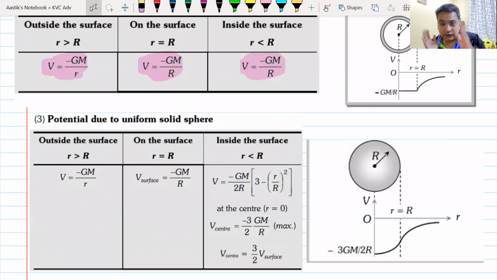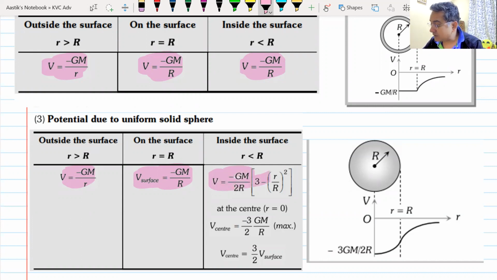Then comes the case of a sphere, Earth, any solid sphere. At any point outside, the gravitational potential is the same as that of a point mass. On the surface, the gravitational potential is also the same as that of a point mass, but inside the gravitational potential is somewhat different. It varies like this.